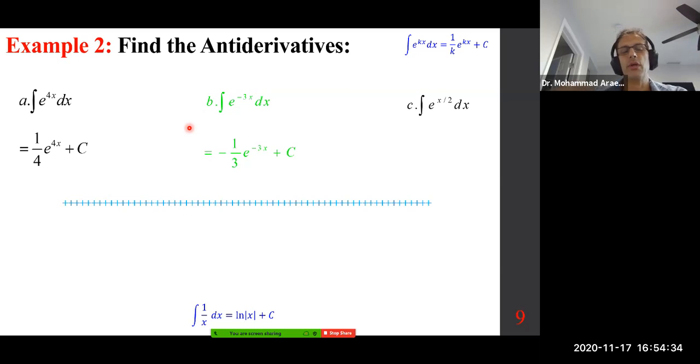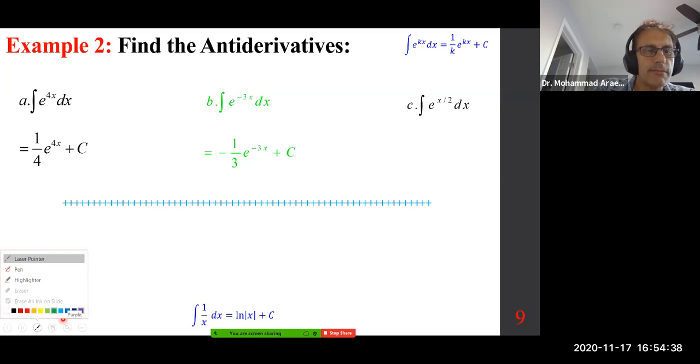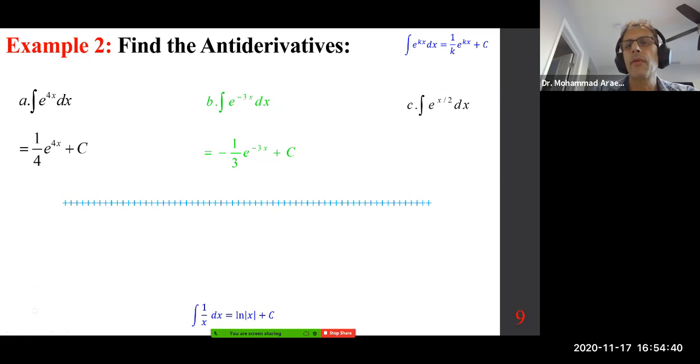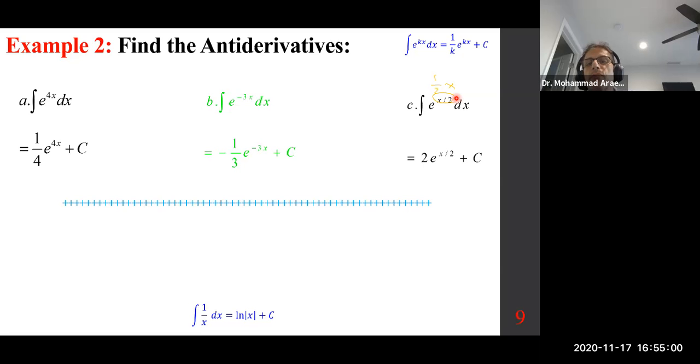What about this case? First, let me change this to e to the power of 1/2 x, just because I want to make sure we don't mix up. We realize the exponent is 1/2 x, which means the coefficient of x is 1/2. So we divide 1 by 1/2, and that gives us 2. Okay, class?